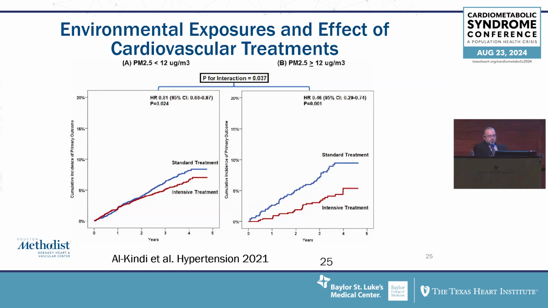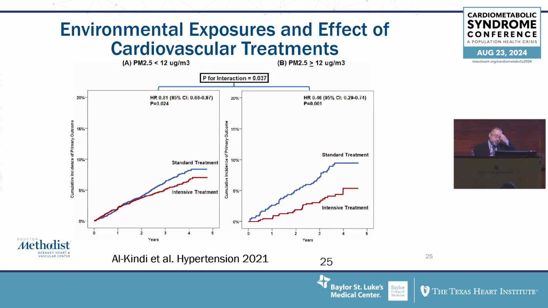So just talking about precision medicine, this is an example where we took patients who participated in this trial, about 10,000 patients, and we looked at where they live, and we linked them with their environmental exposure. So we assigned air pollution levels to every patient, and we looked at if you are exposed to a higher level of air pollution versus a lower level of air pollution, what is your outcome with respect to an intensive lowering and standard lowering of blood pressure?